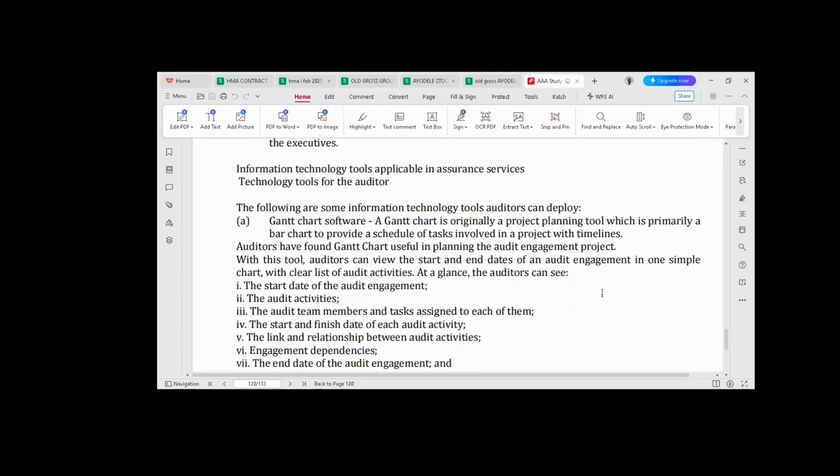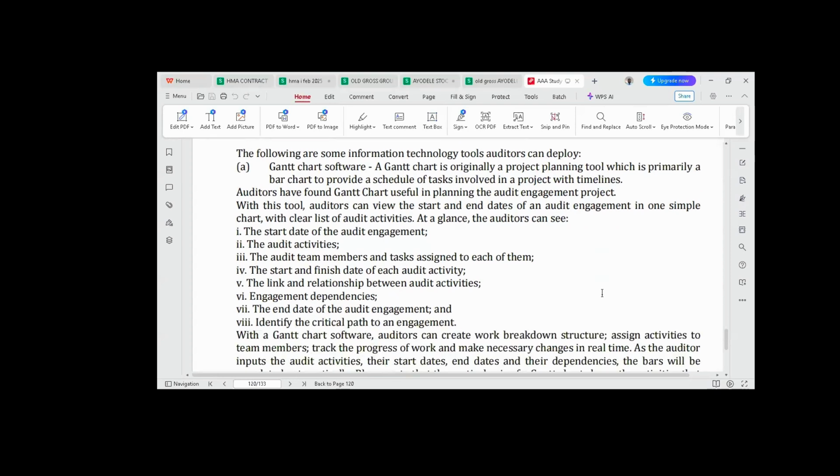It's going to show the link and relationship between audit activities. You are going to have the engagement dependencies. There are so many tasks that are dependent on one another. Some tasks given to the audit manager will form an input to the engagement partner. So what serves as an output to one audit staff becomes an input to another audit staff. That is what we mean by engagement dependencies. And the end date of the audit engagement.